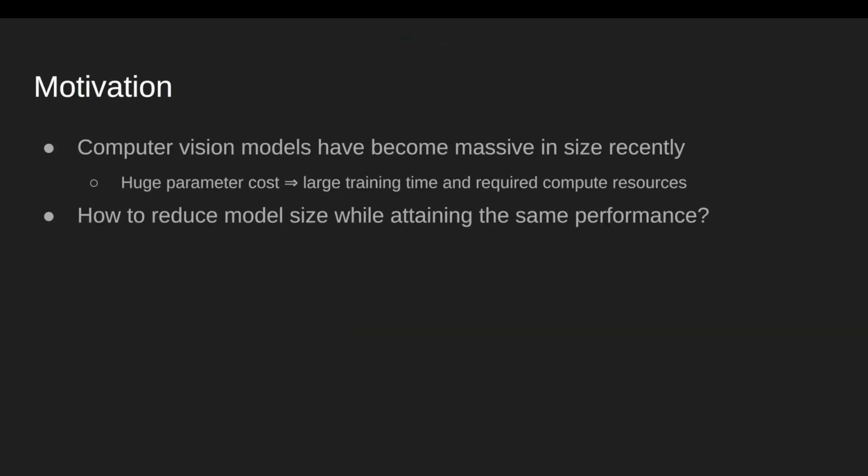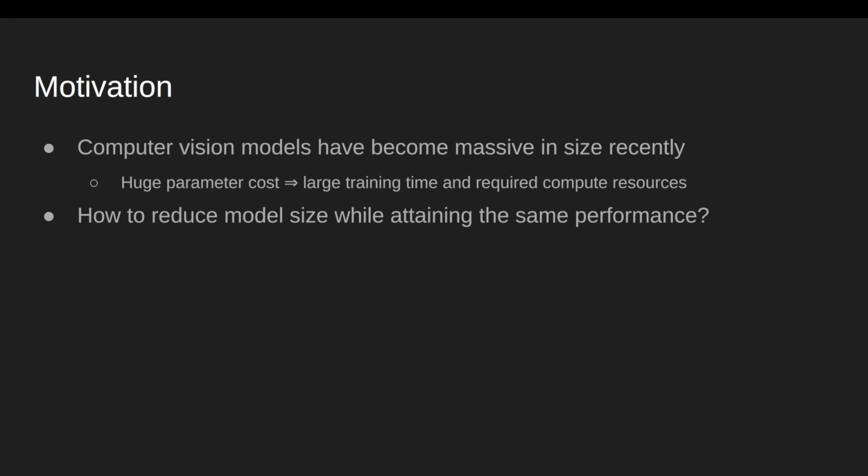The motivation for this work is that computer vision models have become huge over the past years. Huge could mean a lot of things. Large numbers of parameters, millions, billions even, alongside which comes huge training time and large requirements on the compute resources necessary to train, which of course in turn results in environmental impacts and a whole bunch of other things. This is an old story, we've heard this before.